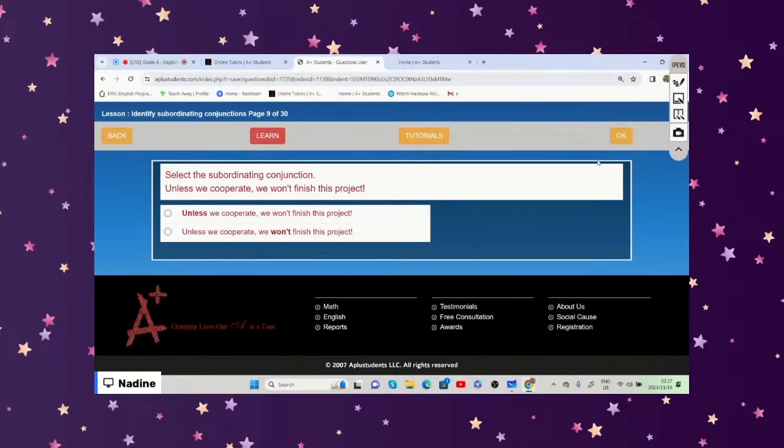So in this case, unless we cooperate, we won't finish the project. We need to select the subordinating conjunction. And don't worry if you're making a mistake, as long as we tried. So for next time, well done though. Do we say unless is our subordinating conjunction or won't?